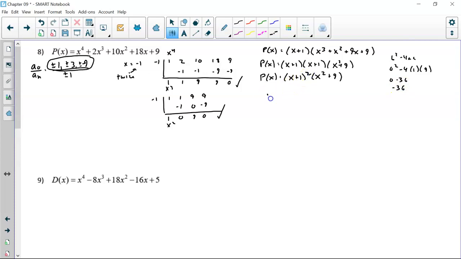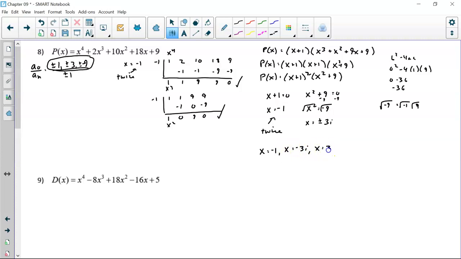So now to solve, set the factors equal to 0. x plus 1 equals 0. x squared plus 9 equals 0. x equals negative 1. That's being repeated twice. We knew that from the graph. And now x squared, subtract 9 from both sides. x squared equals negative 9. Take the square root. x equals plus or minus the square root of negative 9, square root of negative 1, square root of 9. It's going to be plus or minus 3i. So our solutions, x equals negative 1, x equals negative 3i, and x equals positive 3i.